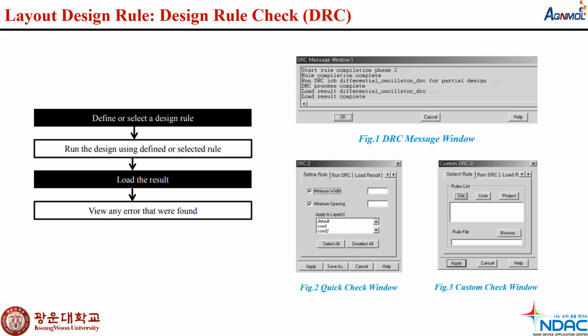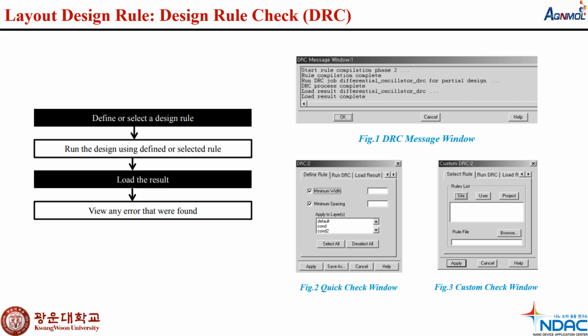In this slide we will talk about layout design rule check, in short DRC. DRC is an abbreviation for design rule check, and it is very important for the engineer to check all or part of the design, so that we can confirm it meets the manufacturing specification. Generally there are two types of DRC. One is quick check, another one is custom check. And the DRC procedure is given below.